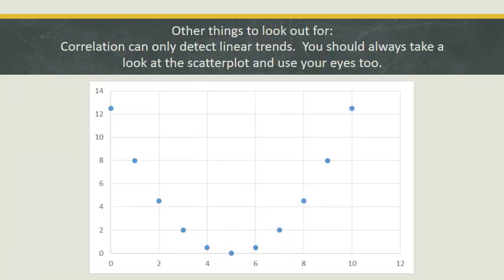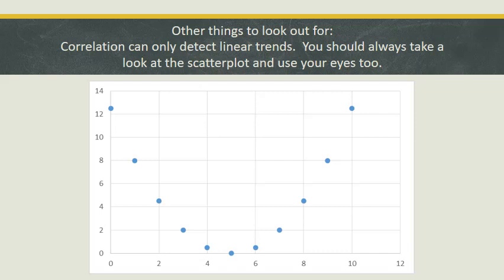There are just a few other dangers and incorrect uses of regression that I need to point out. Most of them can be avoided by graphing the data points and using a little common sense. The first thing to point out is that sample correlation can only detect linear trends. It is absolutely useless with curved or nonlinear trends.